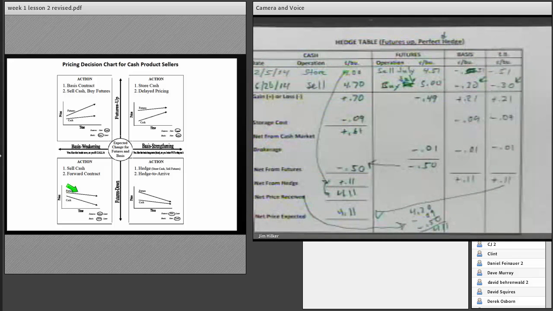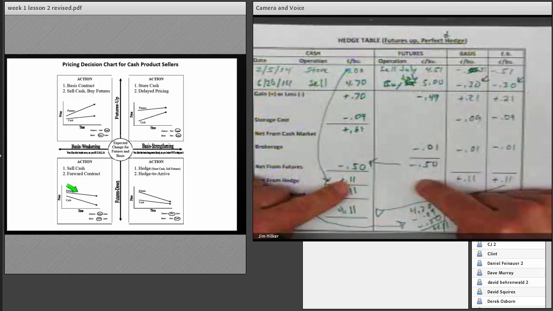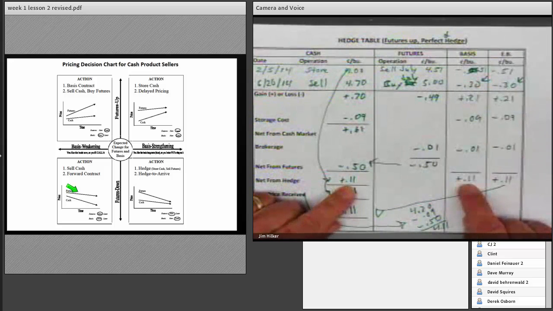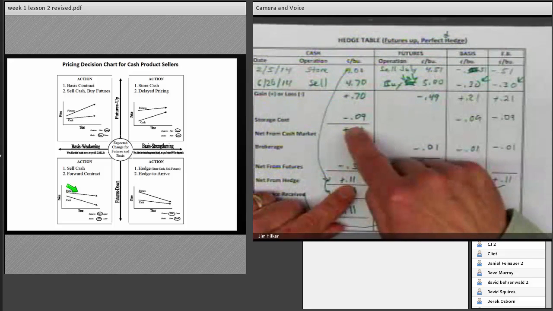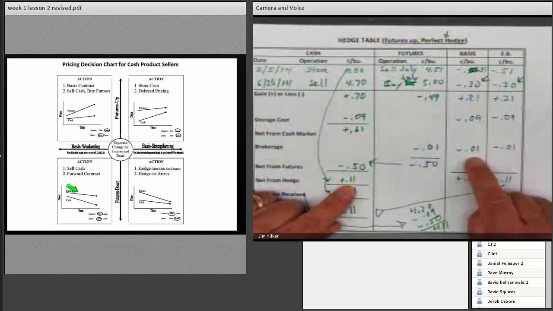Another thing I want to point out, which I said at the beginning, is that if we didn't hedge, we lost less money when the market went down than if we were in a case over here, because cash went down faster than futures. But we've got to learn some more of these tools before we look at that. Notice I do not have storage in the futures market part, and I do not have brokerage in the cash market part. I'm not going to talk too much about that particular one. But I have storage, and in this one, brokerage over here.